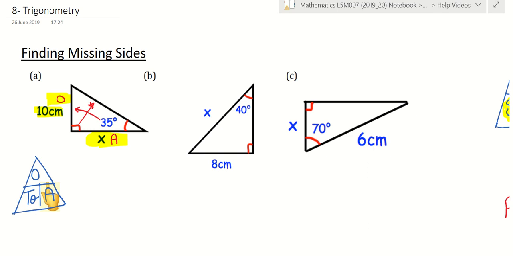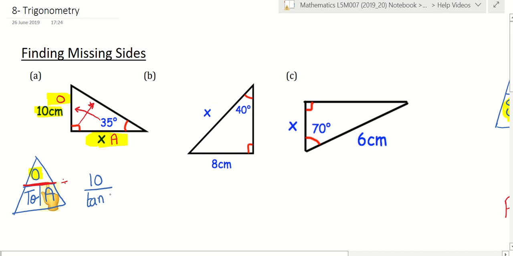And what can you see in front of you? You always read from the top. You see opposite. And this little line is a fraction. Opposite divided by tan theta, tan angle. So there we go. 10 divided by, you can write it as a fraction or you can write it as a division, it doesn't matter. 10 divided by tan 35. Now let's see the calculator.